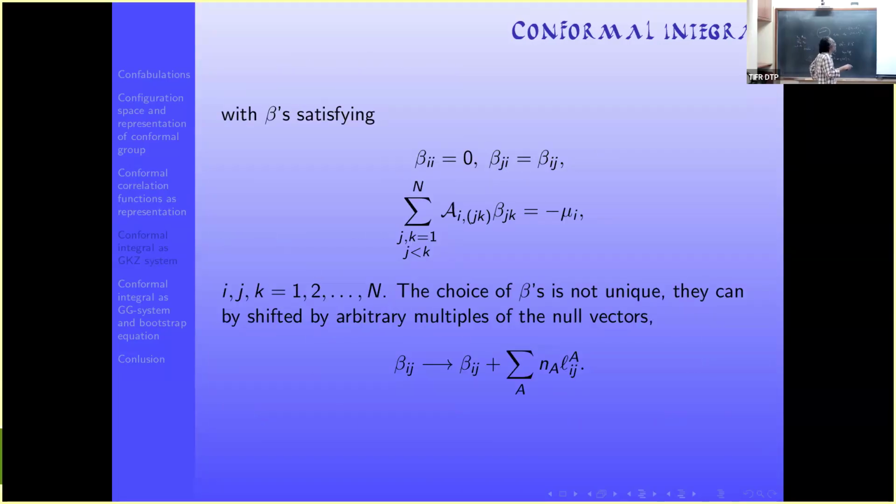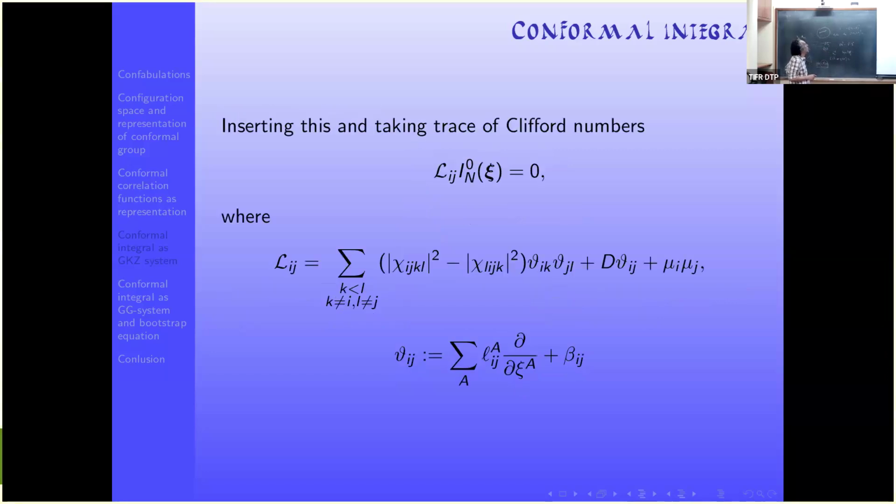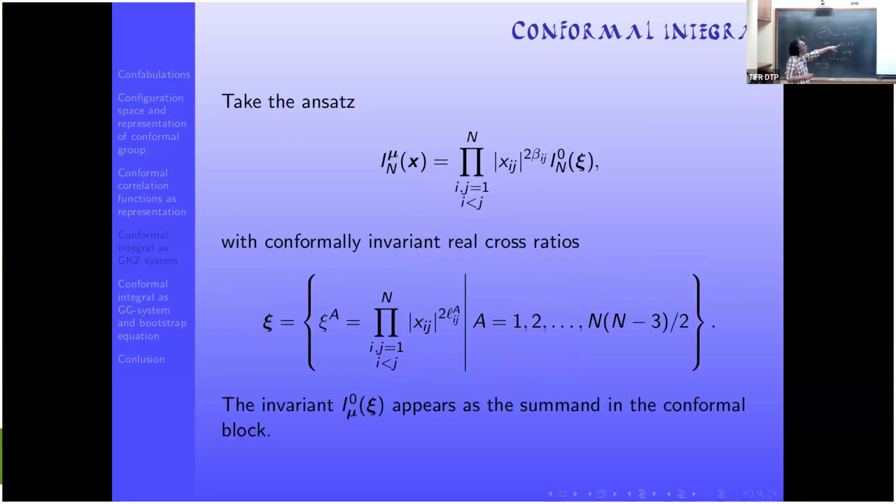Okay. And it was also known that BIs are not exactly unique. You can shift them by any multiple of the null vector. But it turns out that the conformal integral is independent of them. You can prove it in general, so I'll not get into that. Now, go back to this.